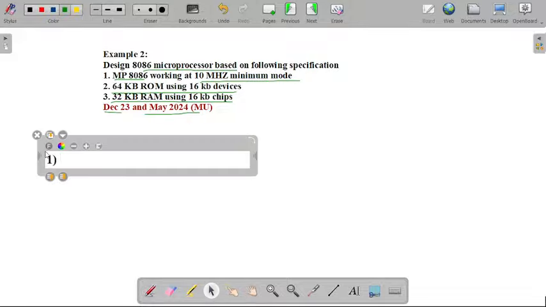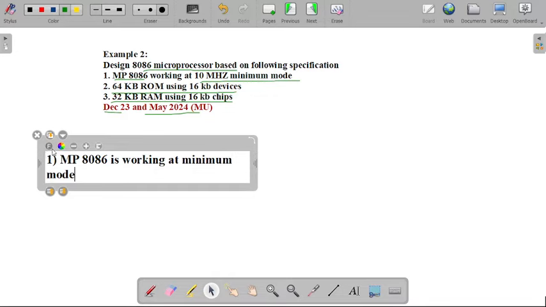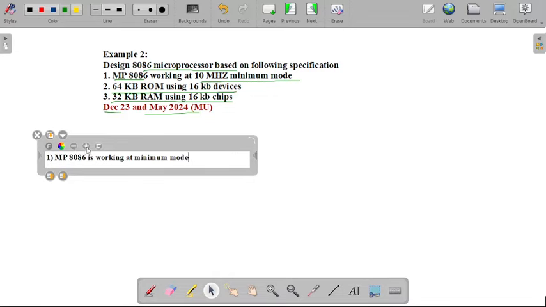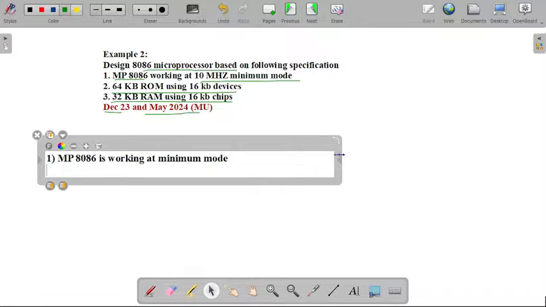The first one is you have to mention your MP 8086, that is your microprocessor 8086, is working in minimum mode configuration. So whenever it is working in minimum mode configuration, the MN/MX pin of our 8086 is connected to VCC.